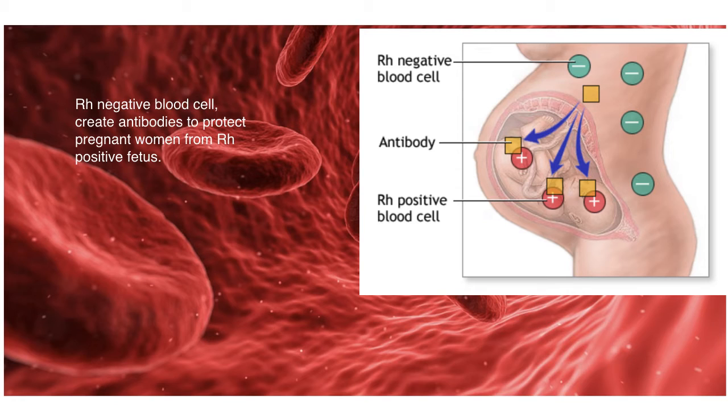So this is where you have a mother who is Rh negative and she's carrying a baby that is Rh positive. And what happens is usually at the end of the pregnancy, when it's time to deliver the baby, the blood from the baby will mix into mother's circulation, and this will cause mom's body to create antibodies that will attack the next pregnancy's baby.